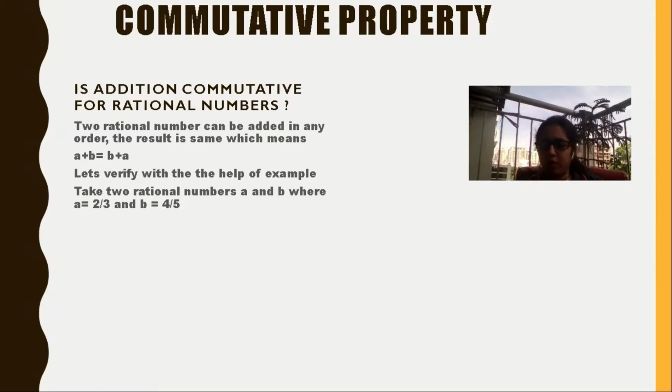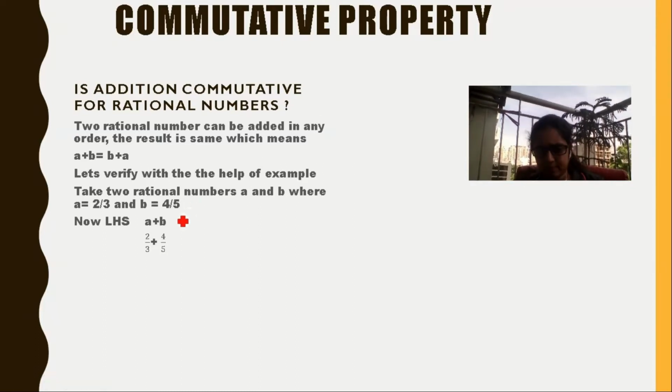So first of all we will take the left hand side, a plus b. When we add a plus b, 2 upon 3 plus 4 upon 5, we have to solve like this. First we will take the LCM of the denominator numbers. What is the denominator number? I have told you in the first video that the number which is below in the rational number is the denominator. Like in a, 3 is the denominator and 2 is the numerator. In b, 4 is the numerator and 5 is the denominator.